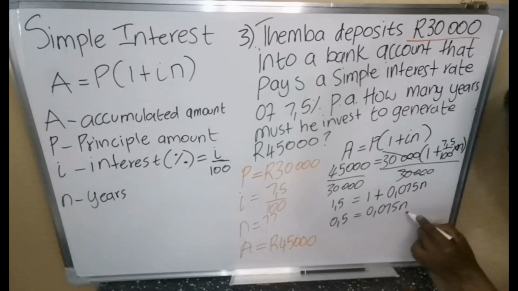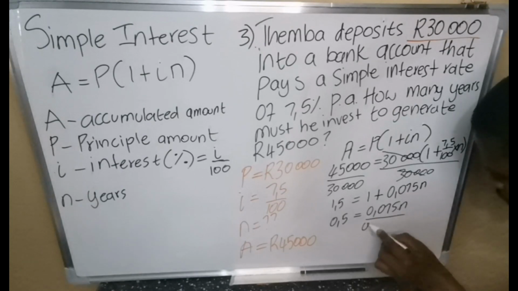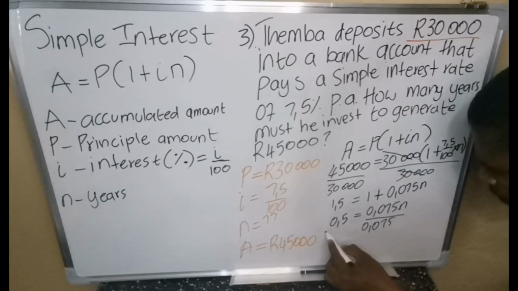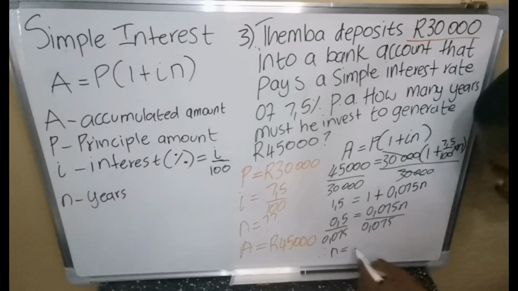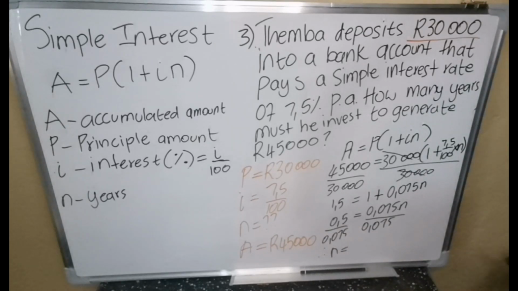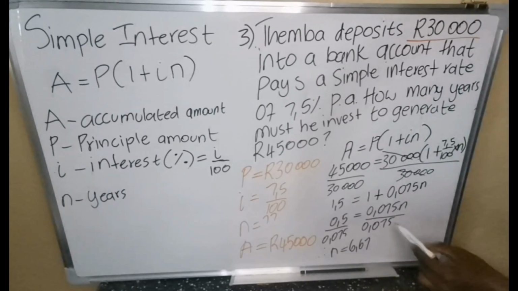0,075 multiplied by n. So now I'm multiplying here, and I need to find n. I need to make sure that n stays on one side alone as my subject of the formula. Therefore, I'm going to divide both sides by 0,075. Therefore, n, the number of years, equals 0,5 divided by 0,075, which is 6,67.